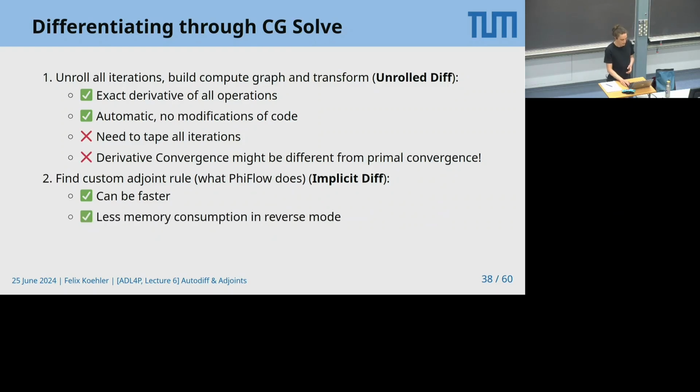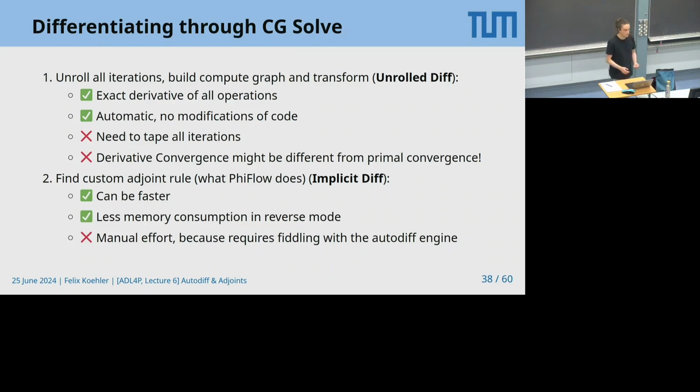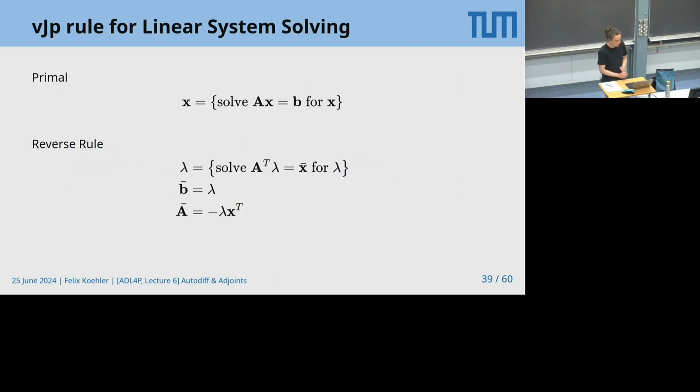It definitely has less memory consumption because we don't need to tape all iterates. Disadvantage: it requires some manual effort because we again need to derive a custom reverse rule, and it might be hard to get right. This is a bit of an experience thing. With linear solves, it can still be okay-ish, but for more complicated stuff, it can become hard. So again, I will show you how this rule looks, but not discuss how to derive it.